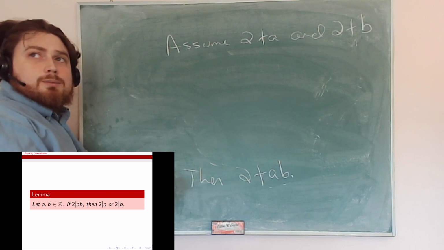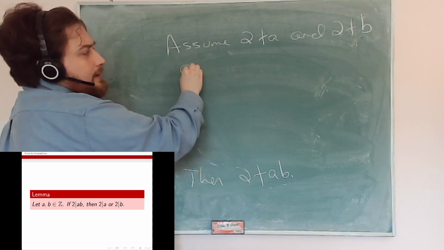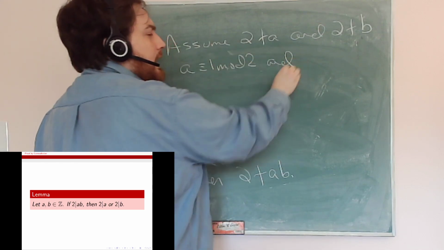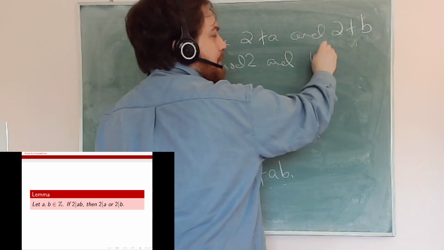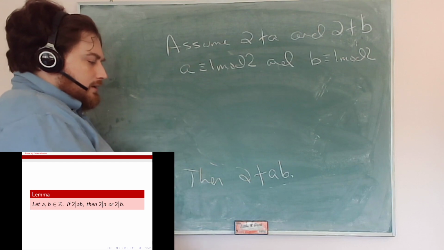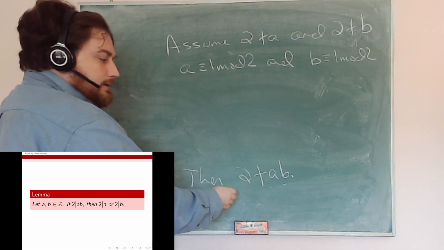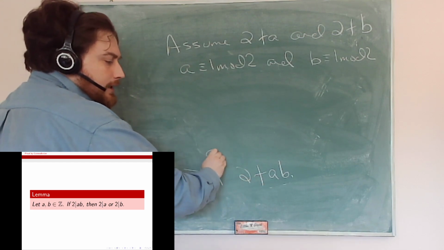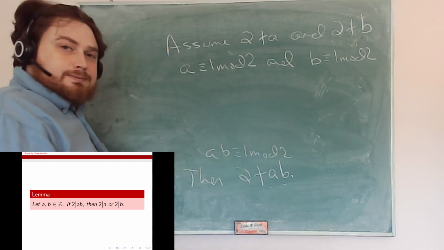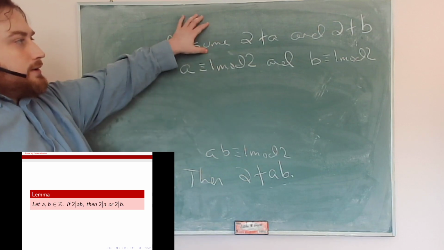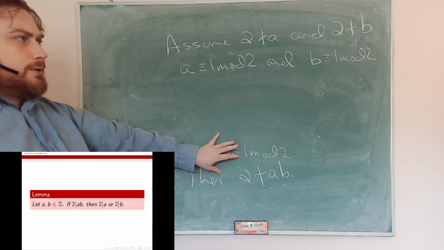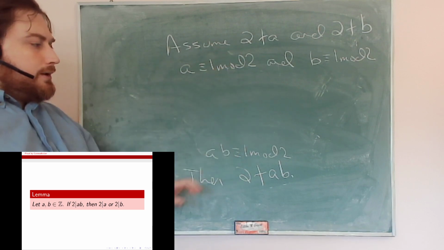I'm going to continue to work with mods here. So I'm going to say, okay, a is congruent to 1 mod 2. And by the same reasoning, this means b is congruent to 1 mod 2. So if 2 does not divide a times b, what we have to show is that a times b is congruent to 1 mod 2. So here's our assumption, here's the definition that's equivalent, here's our then, and here's the definition that's equivalent. So we need to get from here to here.